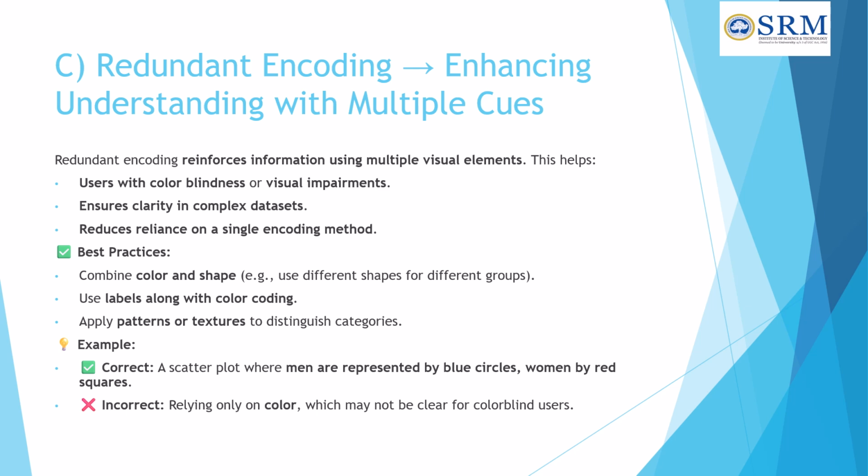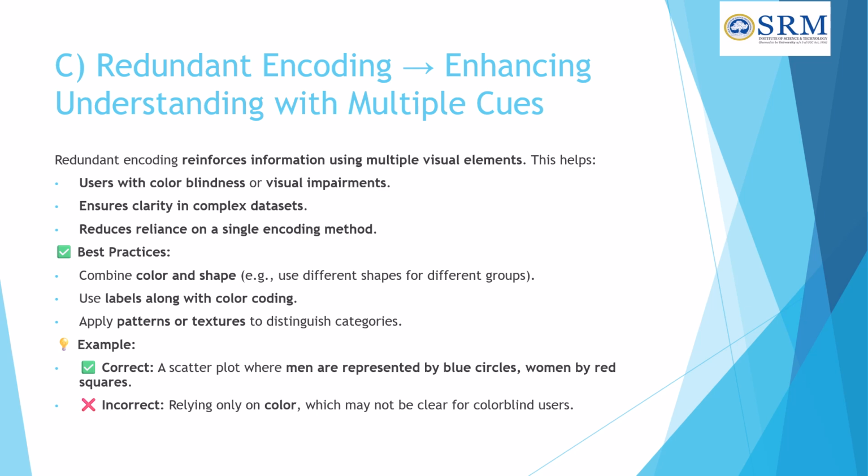Redundant encoding, enhancing understanding with multiple cues. Redundant encoding means using more than one visual cue to represent the same information. This helps people who may have trouble seeing certain colors or details, like those with color blindness, and makes complex data easier to understand.